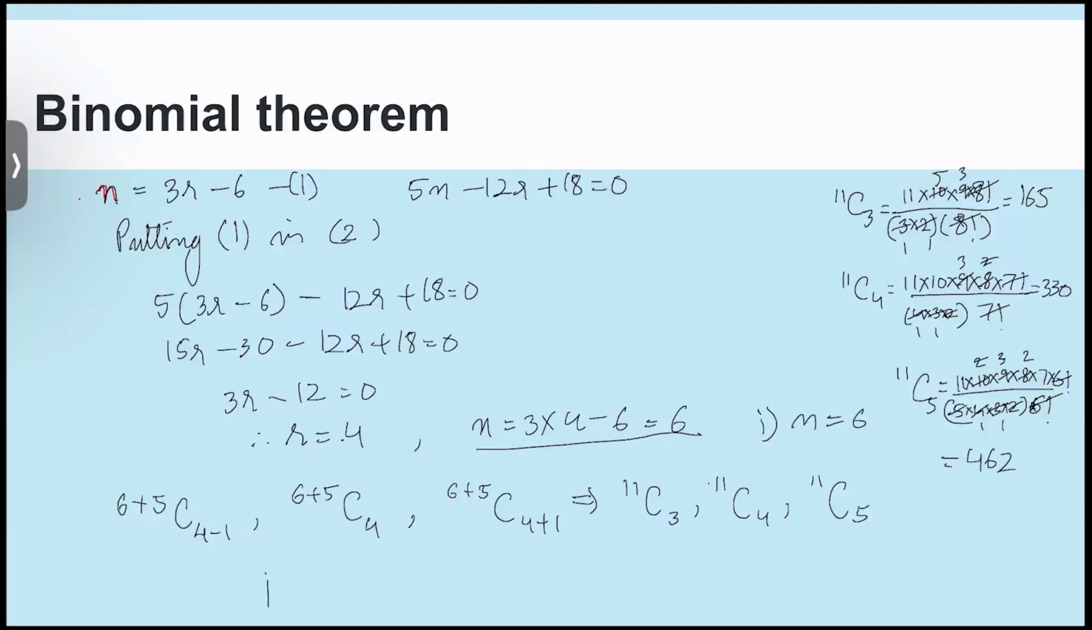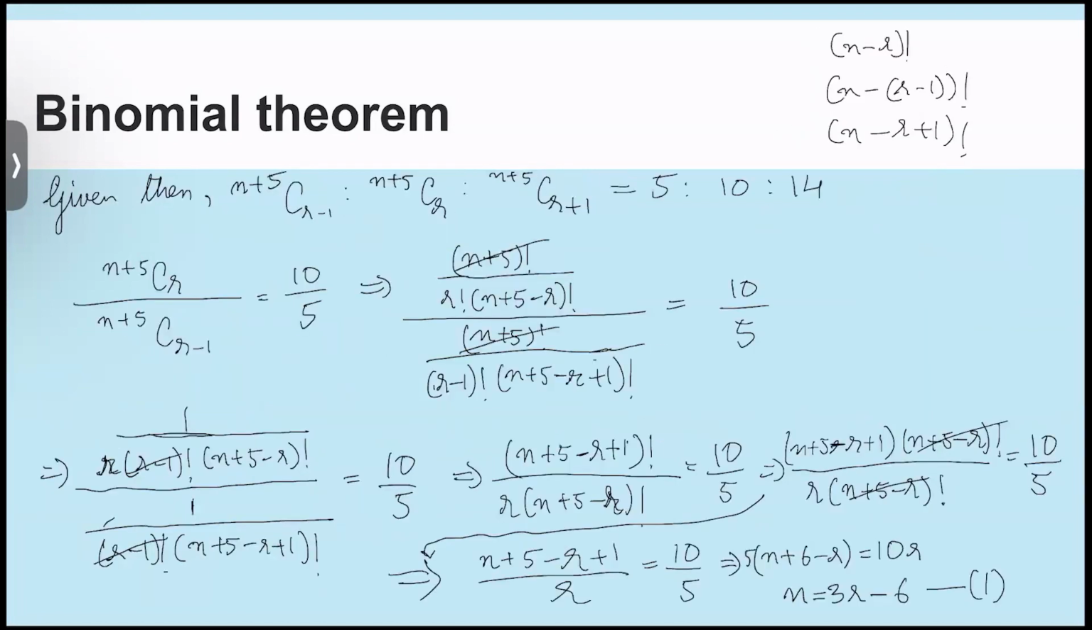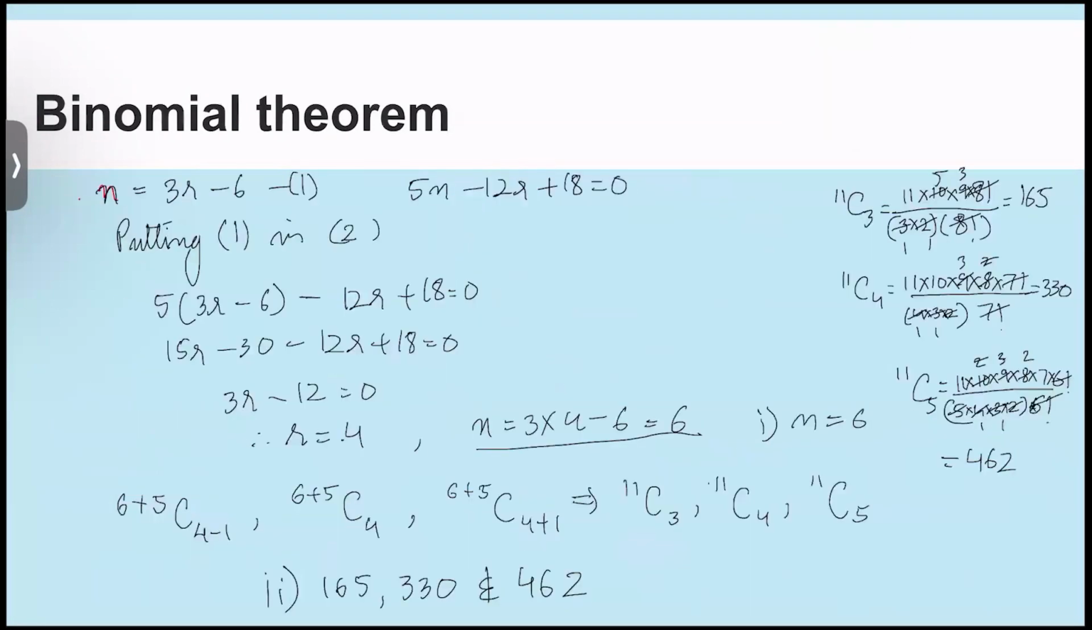So the second part of it, where we have to find the coefficients: the coefficients are 165, 330, and 462. So you can see that it's easy to solve such questions if you know the rules, and if you know how to write the general term and the combination concept also. So we will stop here today.